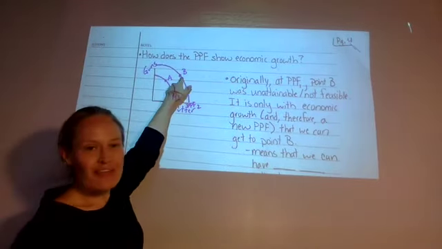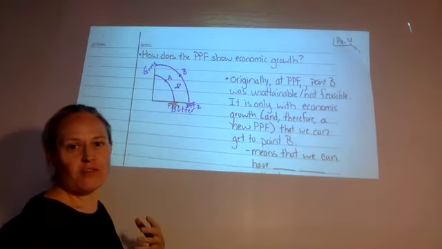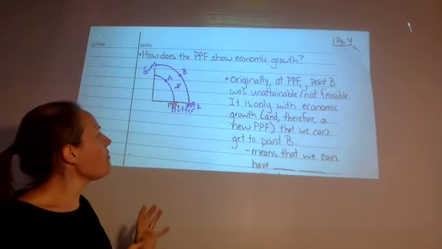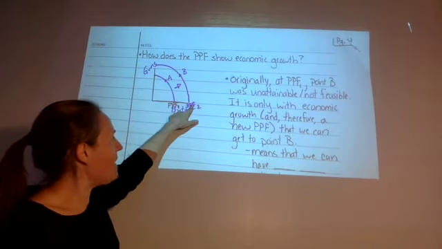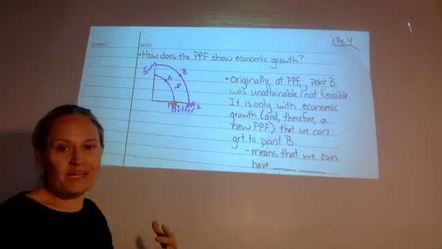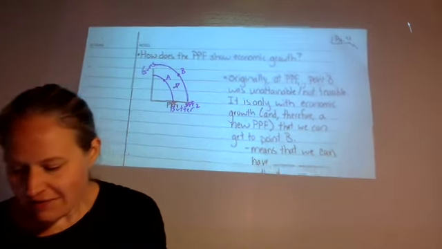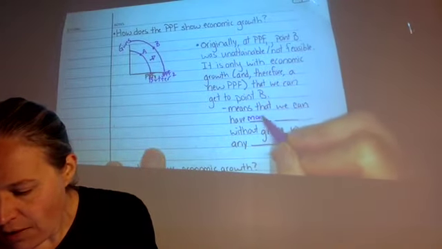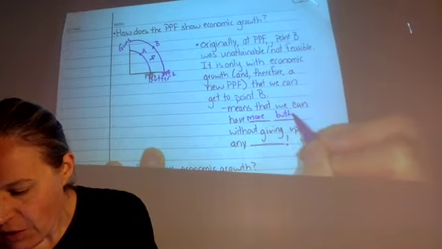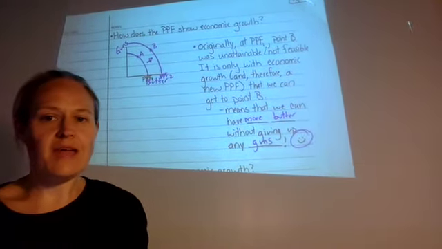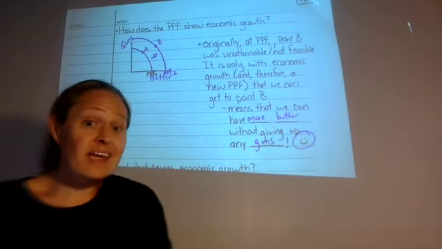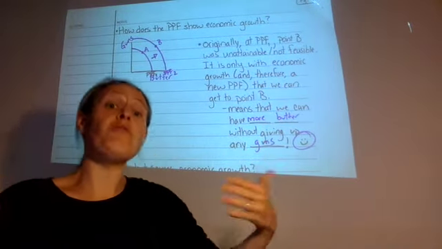Originally, they could not get to point B. They did not have the resources. But economic growth happened, and therefore a new PPF was made, and then they can get to point B. So it means that we can have more butter without giving up any guns. And that is a happy thing in economics, this idea that we can have more of both.